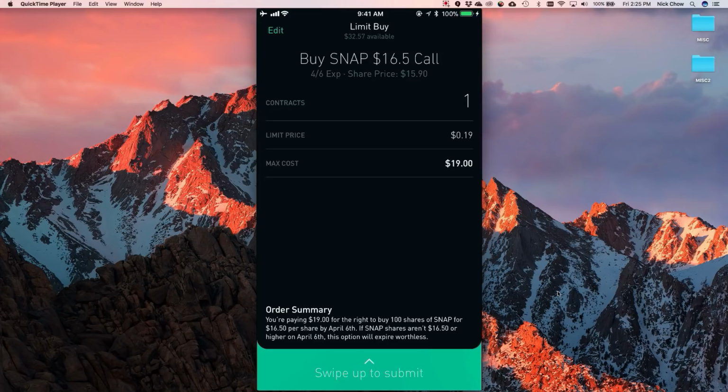So options, they do expire, and the closer to expiration they get, if it's not in the money, the option becomes worthless. If you're in the money, the option is worth something, so you can either sell the option or you can exercise the option and buy 100 shares of, let's say in this case, Snap for $16.50.